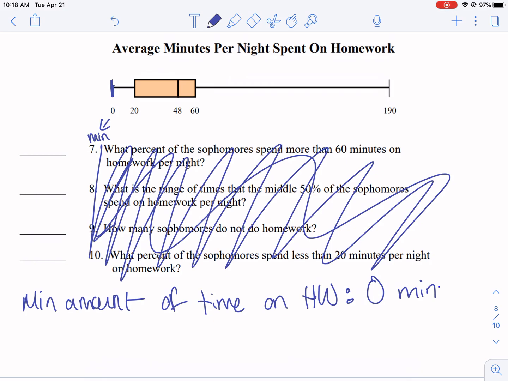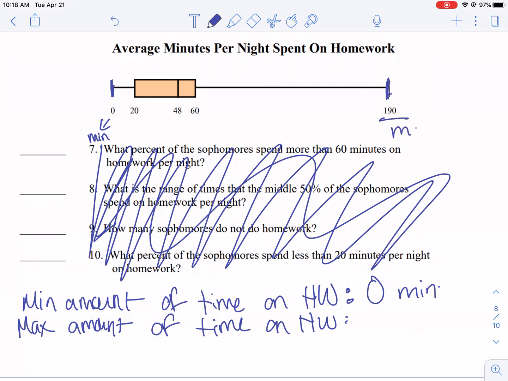So then thinking about that, what is our maximum amount of minutes? So what's our maximum time on homework? So then again, we look all the way over here at the end, and that gives us our maximum. That is 190 minutes. Whew, they spend a lot of time on homework.